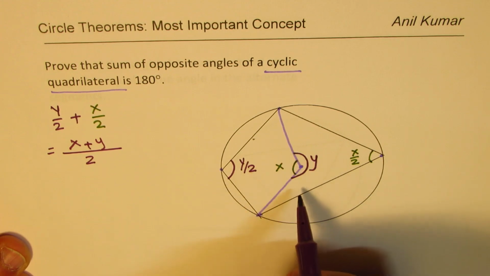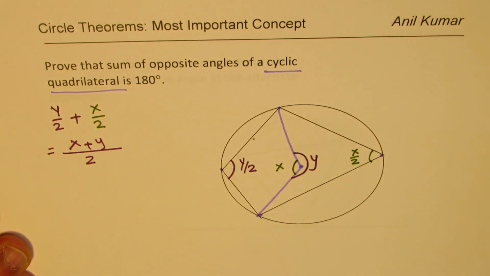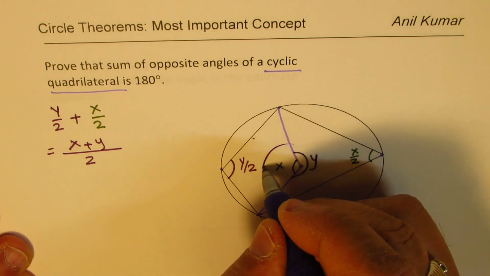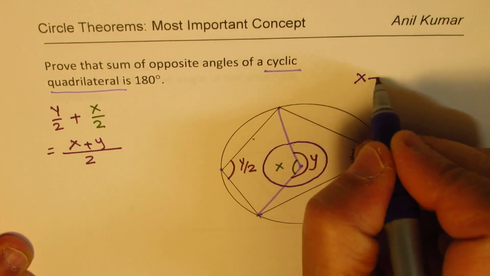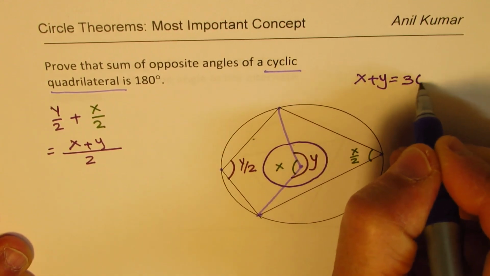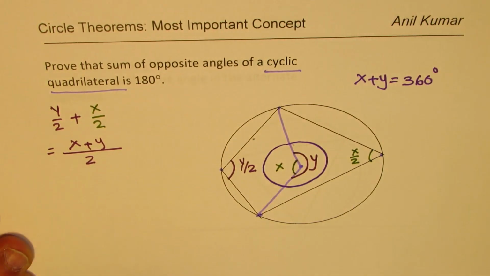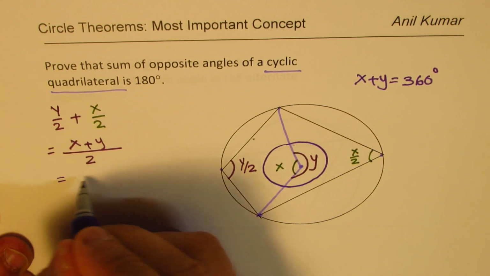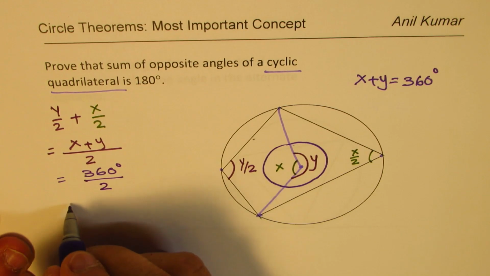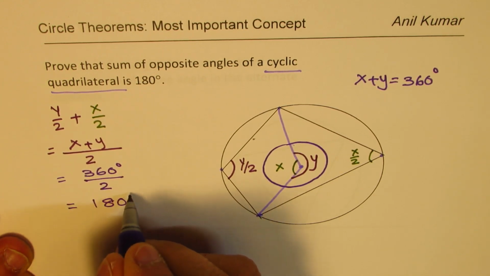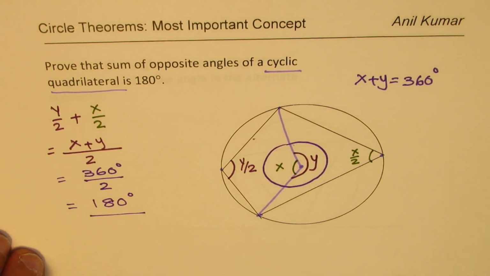But what is x plus y? Well, x plus y is the whole circle. Correct? So x plus y is the full circle, which is 360 degrees. So we know x plus y equals 360 degrees. So I could replace x plus y with 360 degrees and divide it by 2 to get my answer, which is 180 degrees. Is that clear?